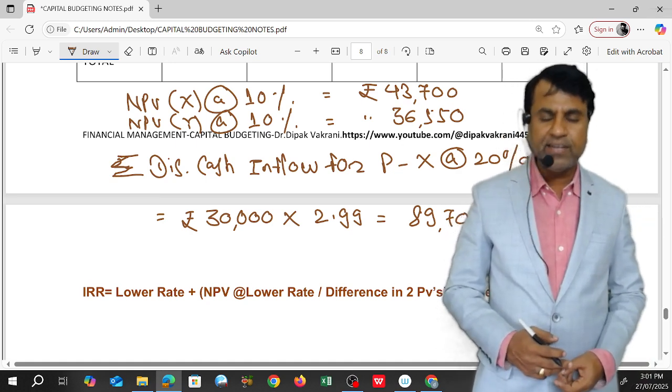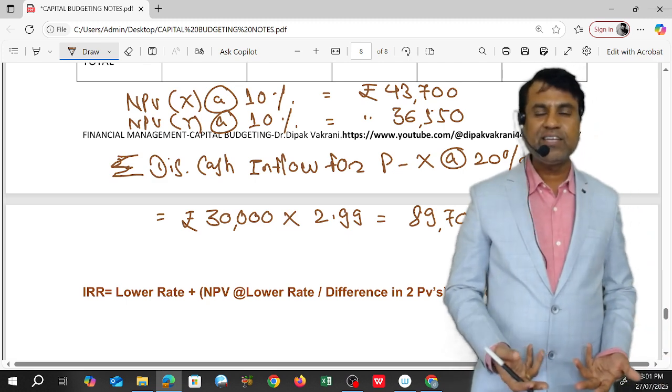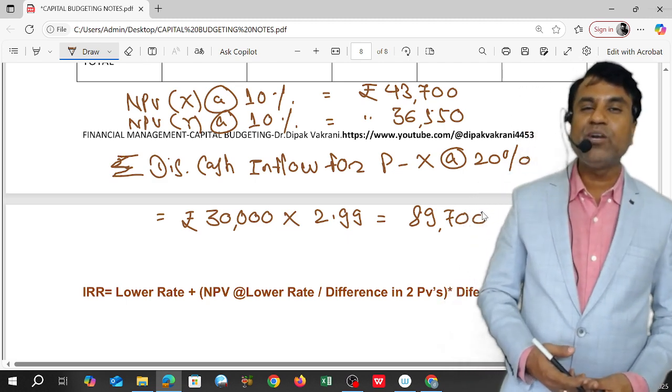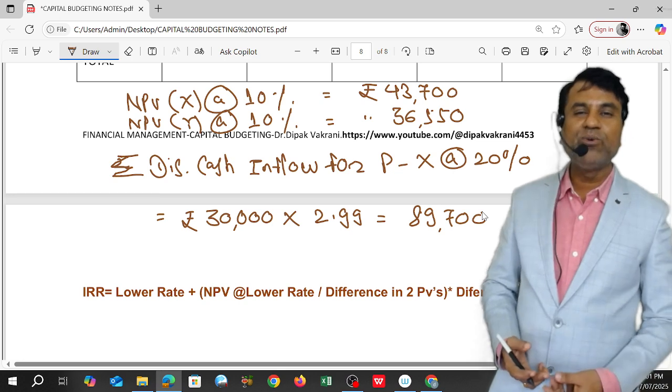Let's go for a rate. Anyways, it is a trial and error calculation. Just keep on trying. You need to get one rate at which it is positive. That we already got, 10%.